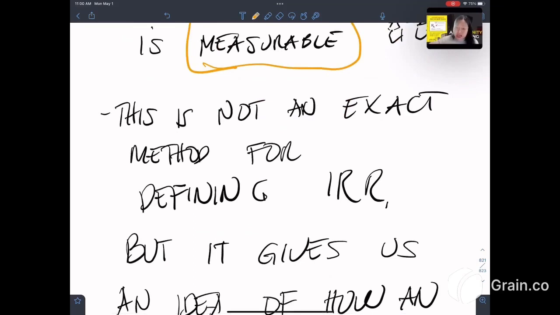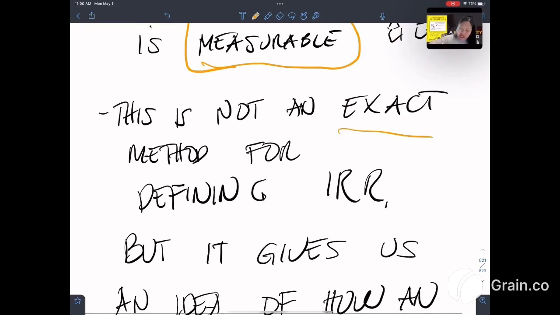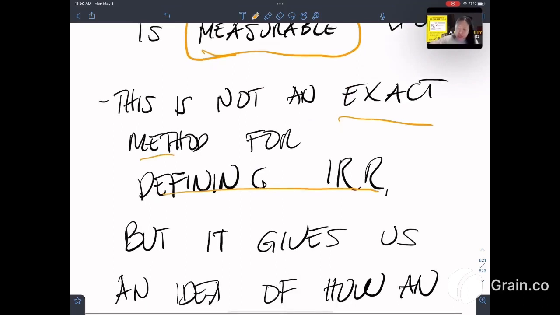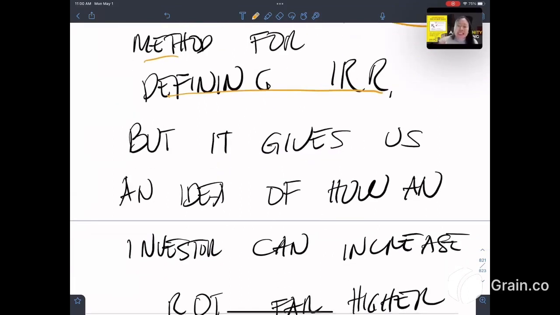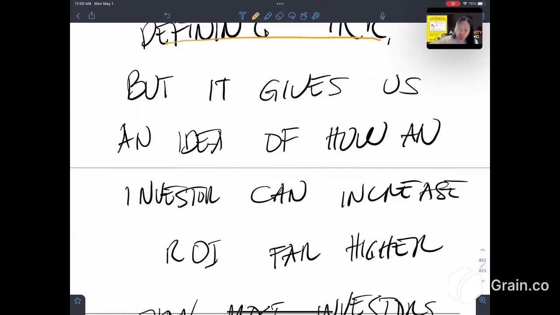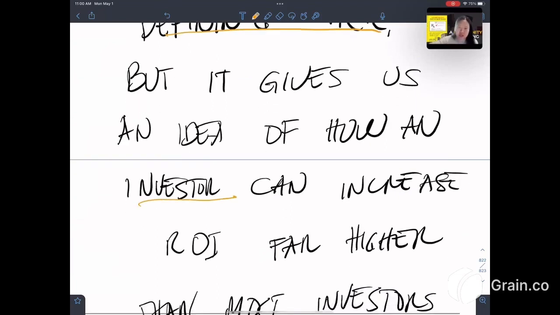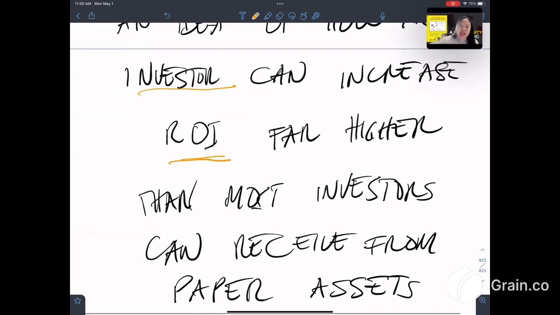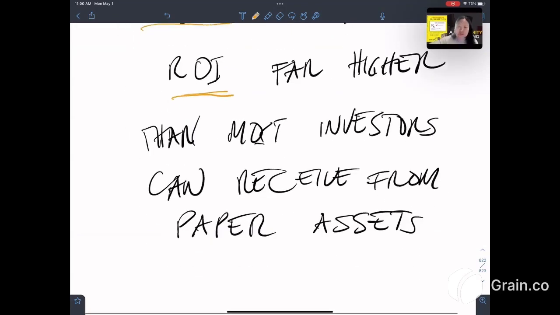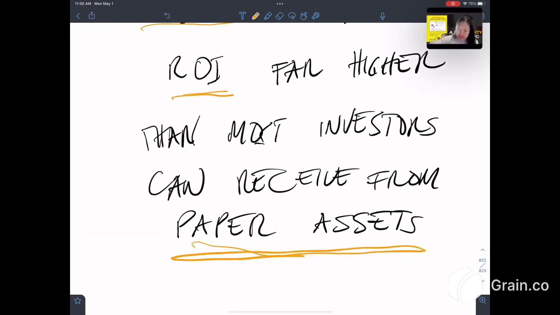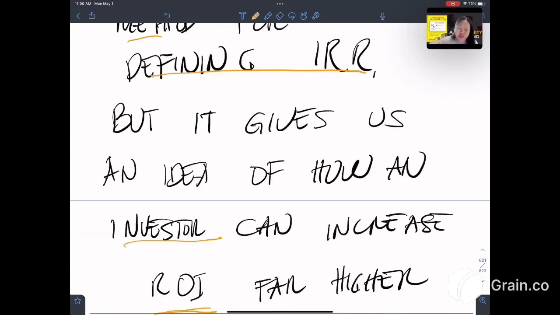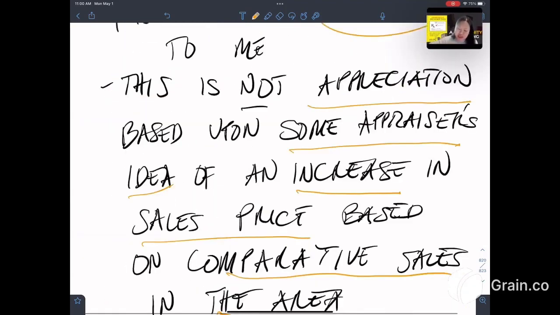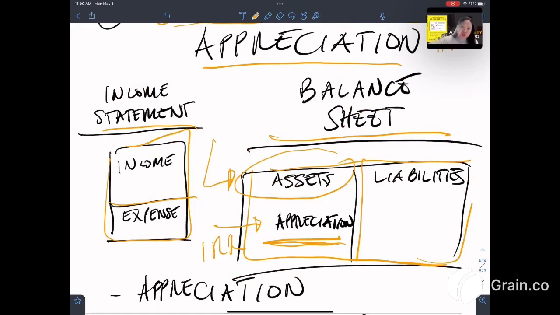So Robert is saying that when we talk about internal rate of return, this is not an exact method for defining the internal rate of return, but it gives us an idea of how an investor can increase the rate of return far higher than most investors can receive from paper assets. Because there are several things, and these are just some basic, simple things that Robert explained in the book when he talked about internal rate of return.